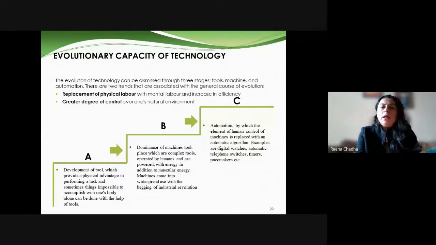It again helps through automation, which is the element of human control of machines through automatic algorithms. So all kinds of automatic telephone switches, timers, pacemakers, which we utilize in our heart surgeries, these are all automated systems.